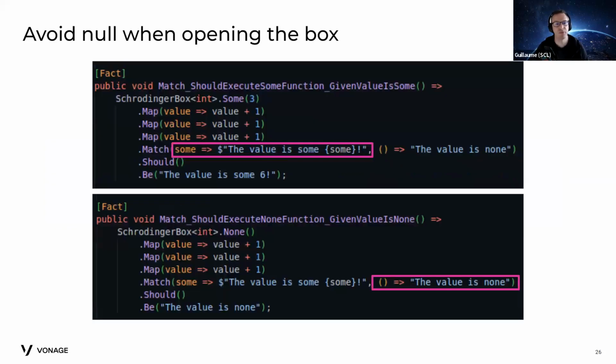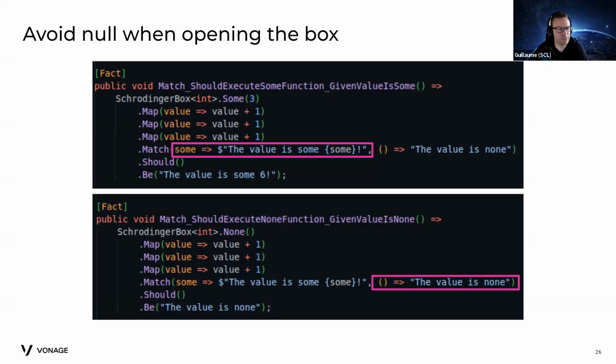Let's try it again. So here, same code as before. And with match, I provide two solutions. If I have something I want to receive, the value is Some with the value. And if I don't have anything, I want to return the value is None. You can consider the second method as a fallback mechanism if we don't have anything. And as you can see, it works. And I don't have null anymore.